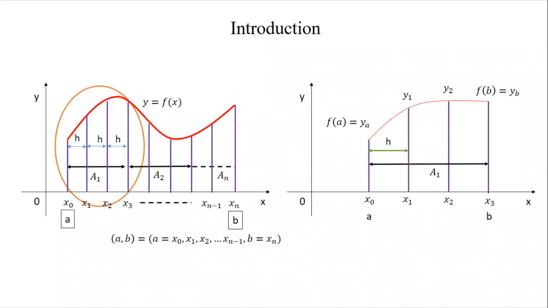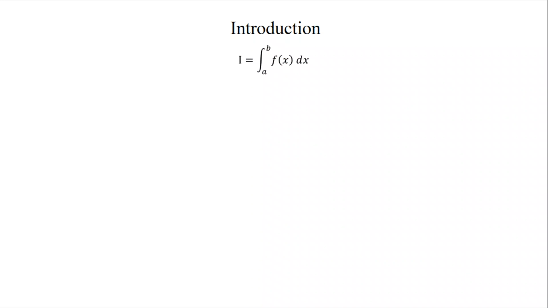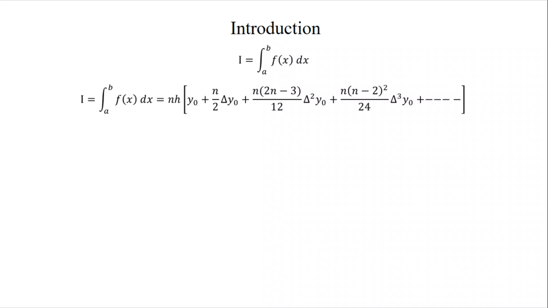So here, a comma b: a is x0, x1 up to xn, and b is xn. So n is equal to 3 here. n is the number of strips. For area A1, the number of strips is 3. So I is equal to integration a to b f of x dx.